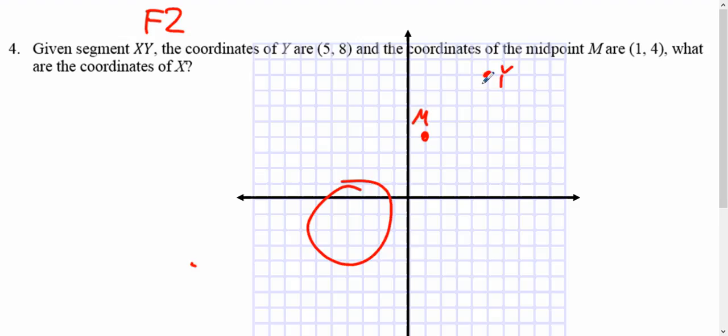To get from Y to M, you'd have to go down 4 and left 4. So you'd have to do the exact same thing to find X, down 4 and left 4. That would be point X right there. So that's (negative 3, 0).